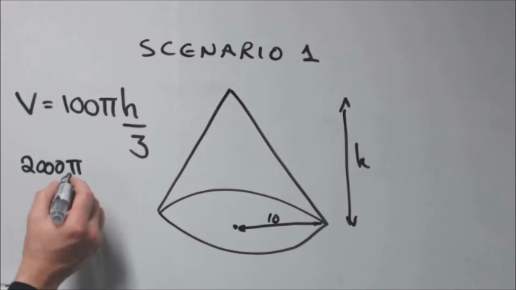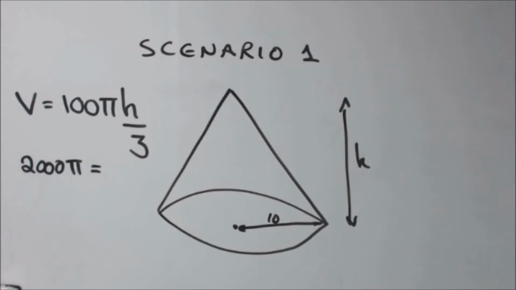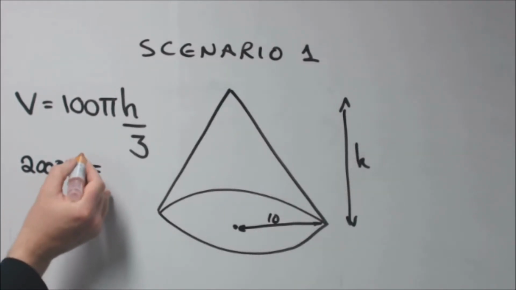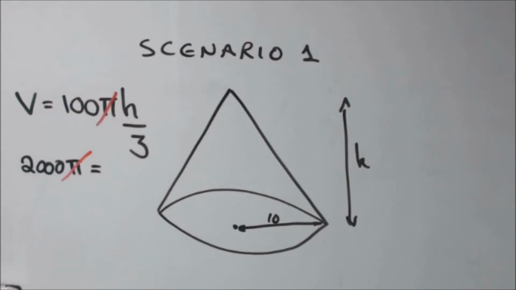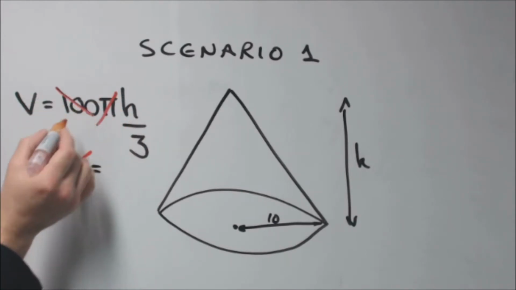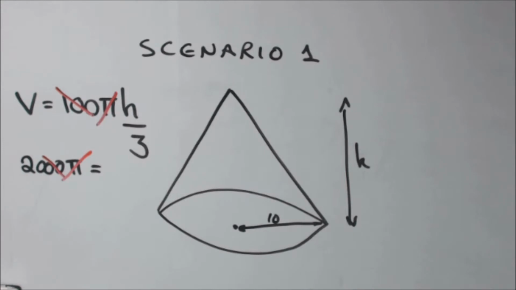Now here we know that the radius is 10, so it's 100 pi h over 3. That equals the original volume of the cylinder, which is 2000 pi, so we can cancel out on both sides of this equation. Pi's cancel, 100 cancels, so we have 20 equals h over 3.